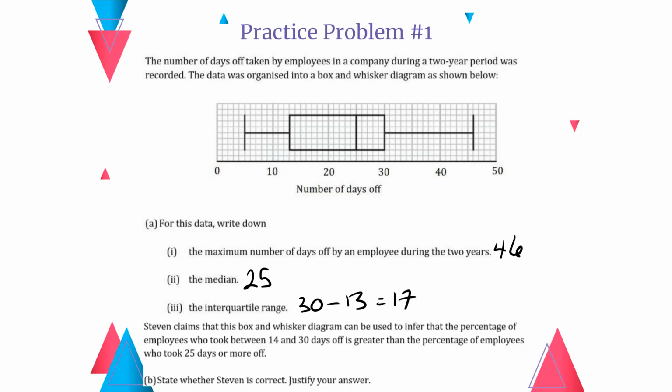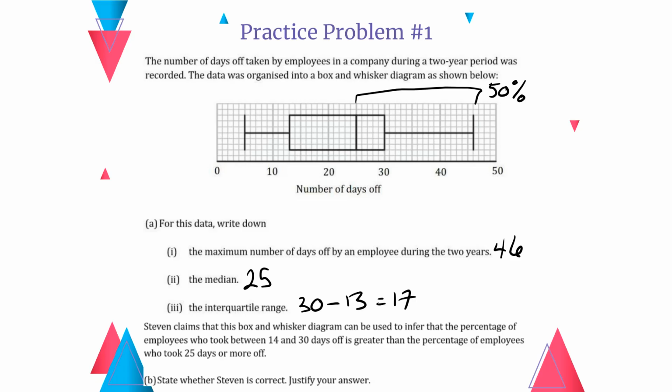Now it says Stephen claims that this box and whisker diagram can be used to infer that the percentage of employees who took between 14 and 30 days off is greater than the percentage of employees who took 25 days or more. Is Stephen correct or not? So let's think about this. Looking at the 25 days or more, first of all, that's saying from here all the way out to there. Well, 25 days or more is going directly from the median out to the maximum value. By definition, that is 50% of the data. So going from there to there, that's 50%.